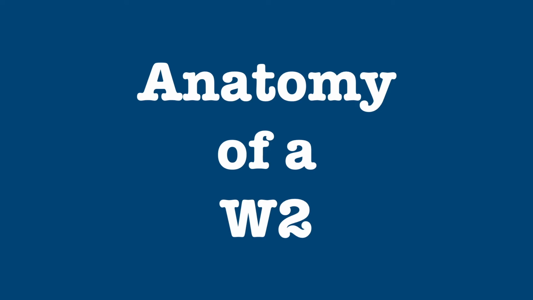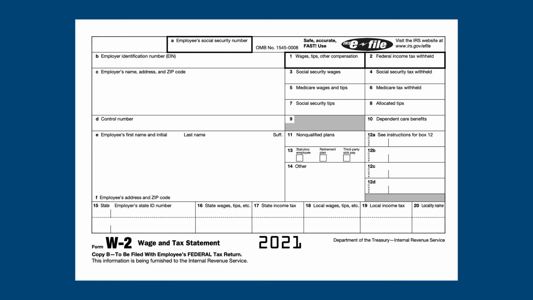W-2s come in all shapes and sizes, both on paper and electronically. However, today we're going to use the official IRS version as an example. Trust me, all W-2s have the same information on them regardless of the format. So here it is, in all its glory.